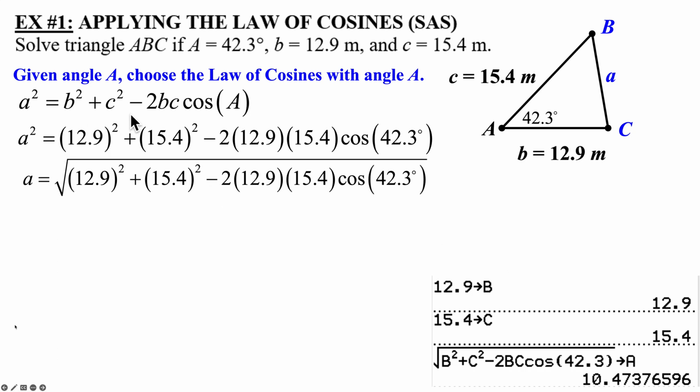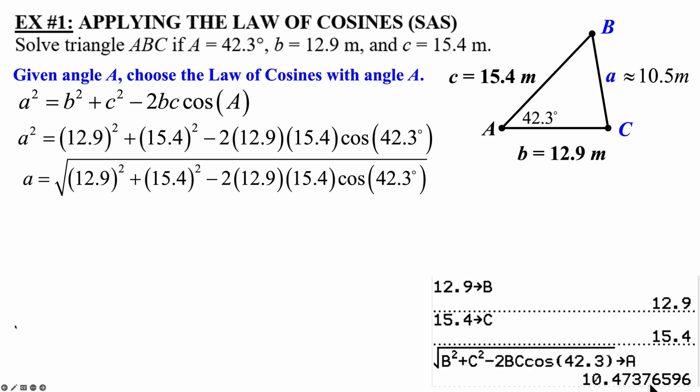And then I'm going to come back up here and type this in, the square root of B squared plus C squared minus 2 times B times C cosine, and I'll put in the 42.3, as you can see here. And then I'm going to store that answer for A. That will be my side A, just in case I have to use it again. Oh wait, I'll have to with the law of sines. So this is approximately 10.5.